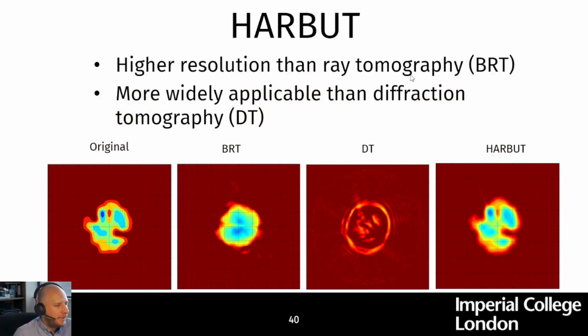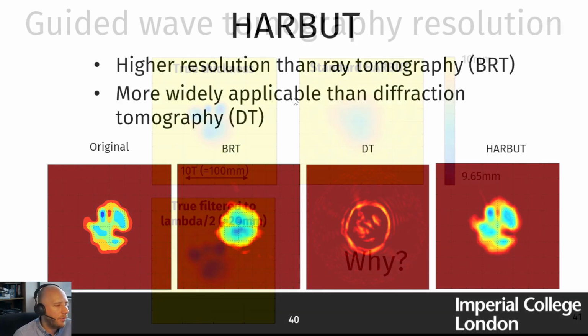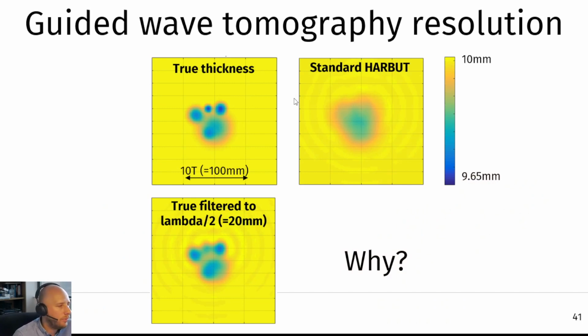So Harbert essentially is higher resolution than ray tomography, but it is more widely applicable than diffraction tomography, and this is just illustrated here. So more widely applicable because we get around the issues of the Born approximation. We don't need to just do small reconstructions.